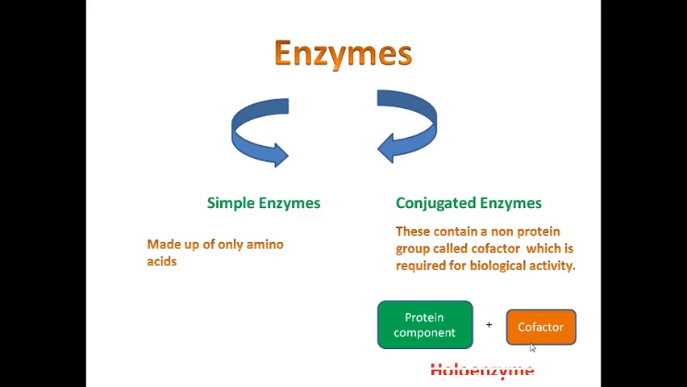Fine, it has a cofactor also, and this whole protein component plus cofactor is called a holoenzyme. It's called a holoenzyme. Fine. If the cofactor is removed, and this protein component alone remains, it will be called an apoenzyme. It will be called an apoenzyme. I hope this is clear. Protein component plus cofactor, this whole is called a holoenzyme. And if the cofactor is removed, this protein component alone is called an apoenzyme.